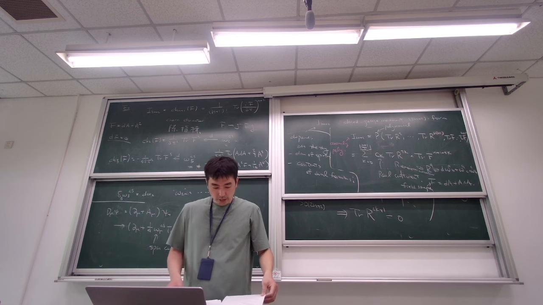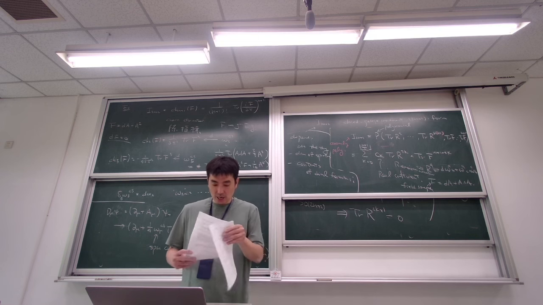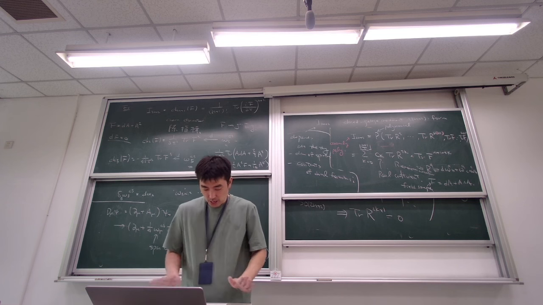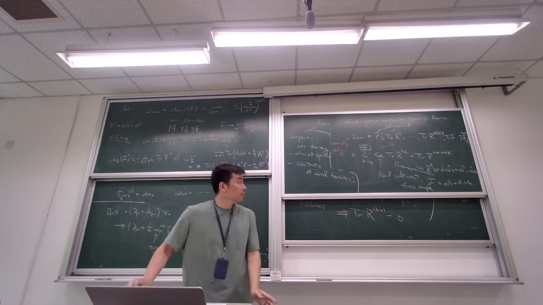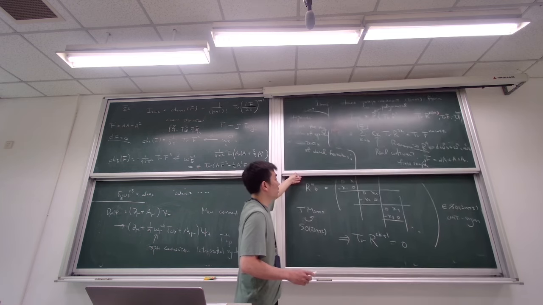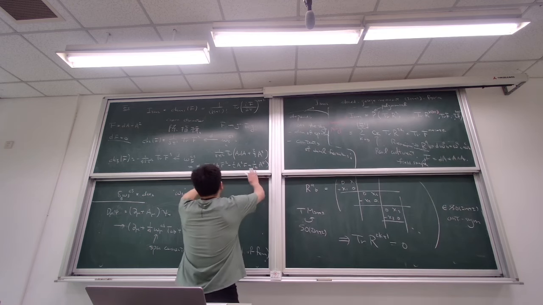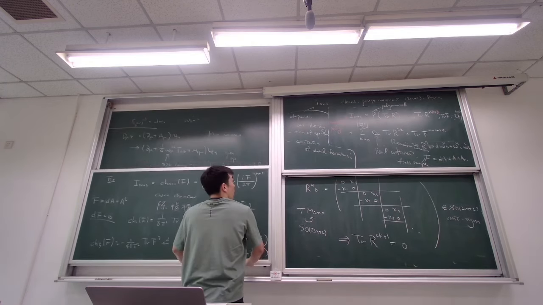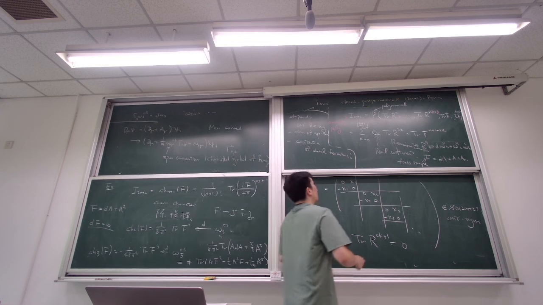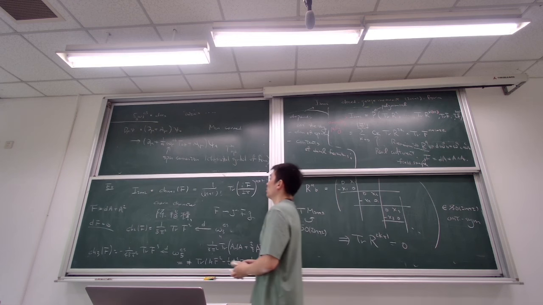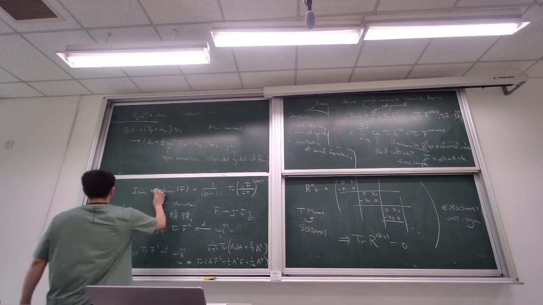I'm not sure if I can go to the anomaly cancellation, but let me give you the flavor of how to compute I to n plus 1. So this is just an example anomaly polynomial, an example of the Chern class.